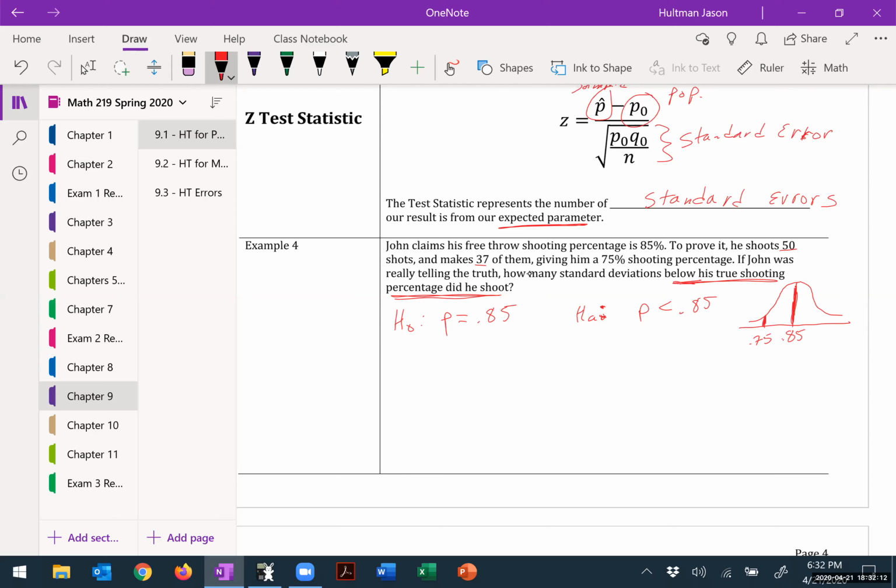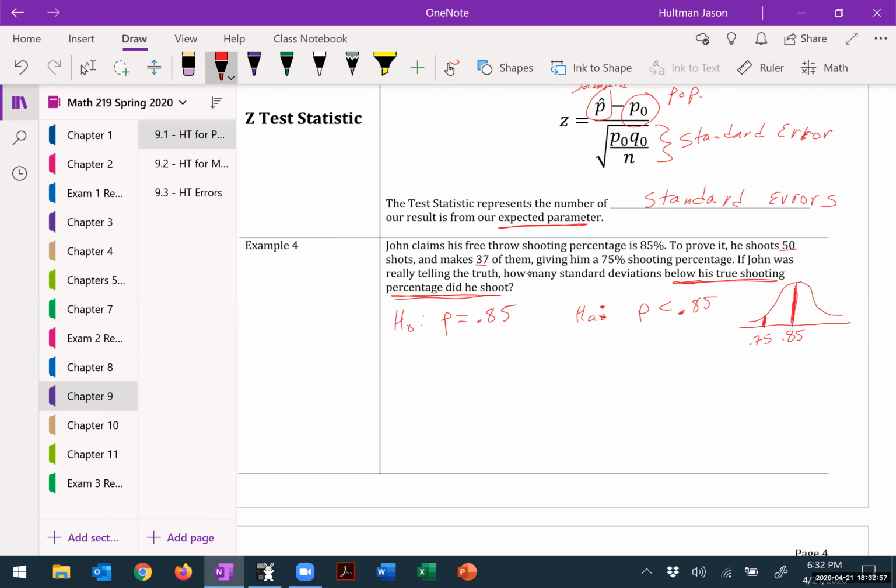And if it's too many standard errors below, if it's way far away from what I'm looking for, then I'm going to call BS on the fact that he's making 85%. He's not an 85% shooter, he's only a 75% shooter. If it's close enough, then that's fine, there's no evidence. But if it's way far away, I'm going to say I'm 95% certain, or 99% sure. I'm never going to be 100% sure, but I'm going to be darn close. It's an educated guess.